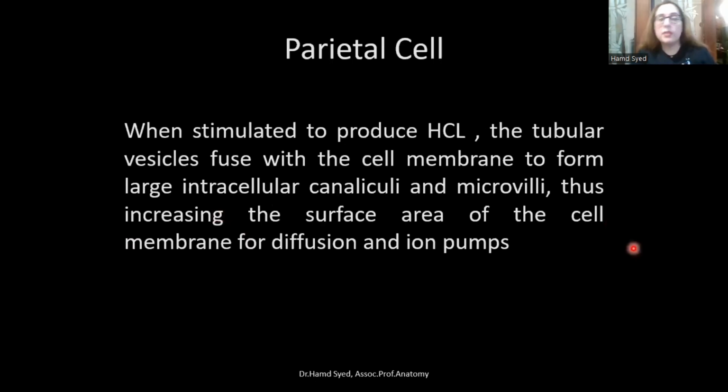So what happens is that when a parietal cell is stimulated to produce hydrochloric acid, the tubular vesicles that we saw in the resting state fuse with the cell membrane, and this is how they form the large intracellular canaliculi and microvilli. And this eventually increases the surface area of the cell membrane for diffusion and ion pumps.